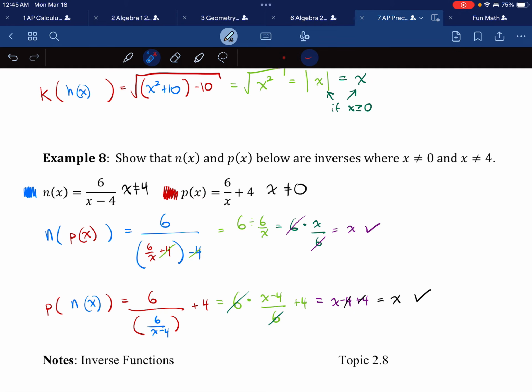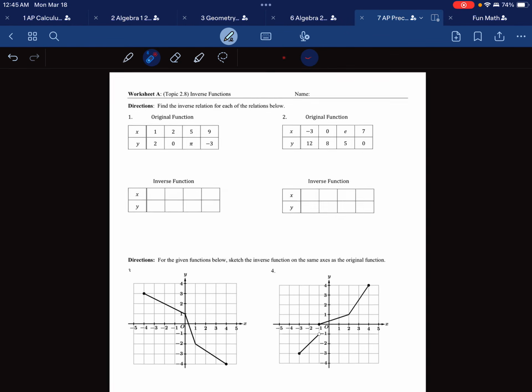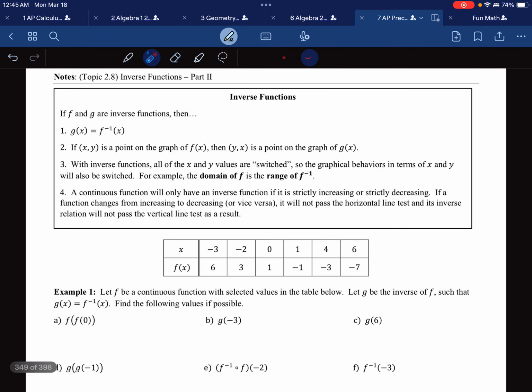All right, well, that's the first half of the notes. Then we have another 2 pages of notes, and I don't have them. There they are. Topic 2.8 notes, part 2. So I've already gone over all of this stuff. Yes, this is true. Yep, those are good. Okay, this one I think is new.